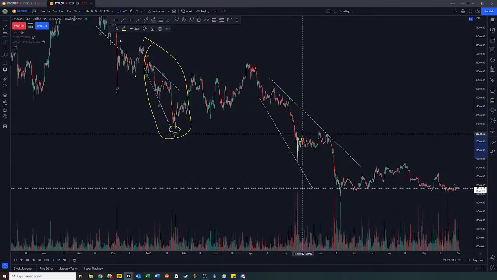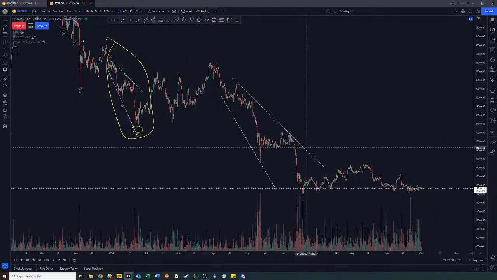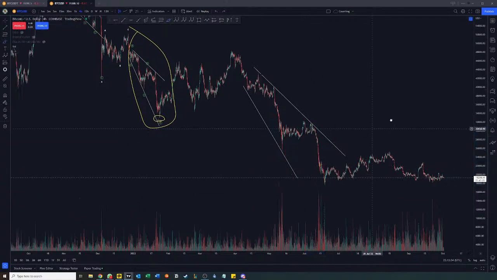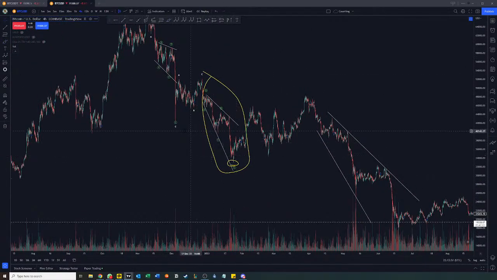Here is ABC, and then same thing, repeating A, B, 1, 2, 3, 4, 5, and a C wave going upwards. And that was A, B, C, and A, B, 1, 2, 3, 4, 5. Very simple.